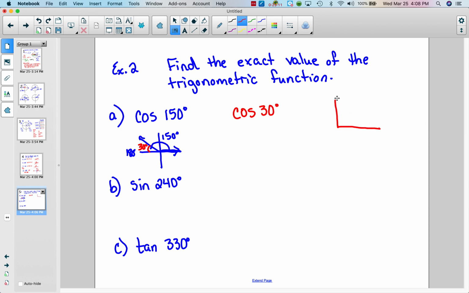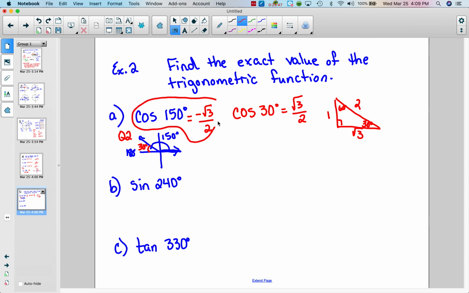So I have to know, what is cosine of 30 degrees? Well, here we have 1, 2, square root of 3. So cosine of 30 degrees is going to be adjacent over hypotenuse, so we get the square root of 3 over 2. However, what quadrant is this? This is quadrant 2. All students take calculus. Sine is positive in quadrant 2, which means cosine is negative. So my answer is negative root 3 over 2.